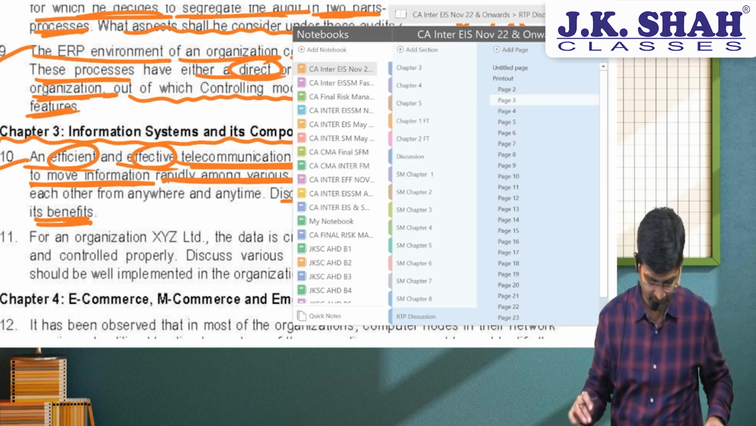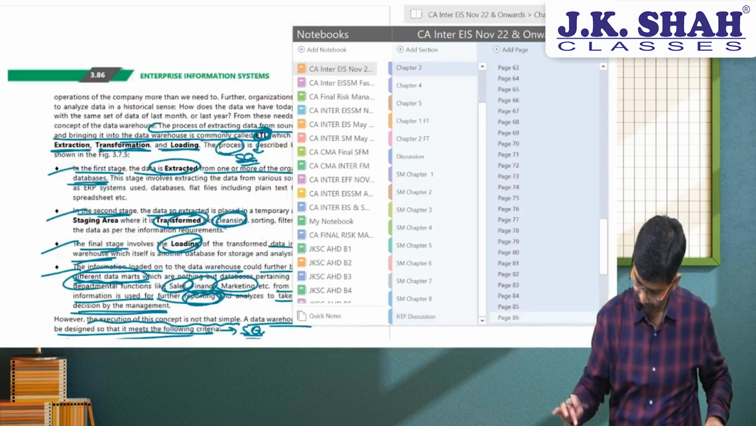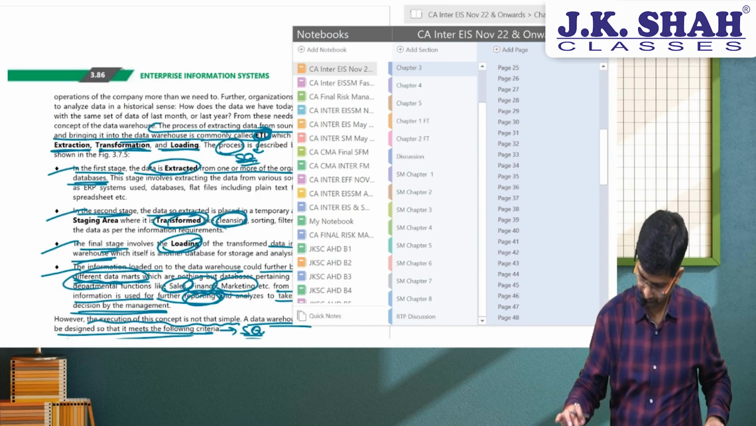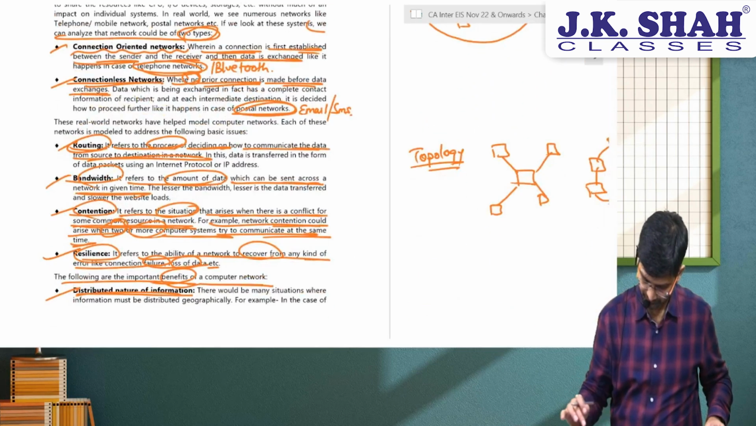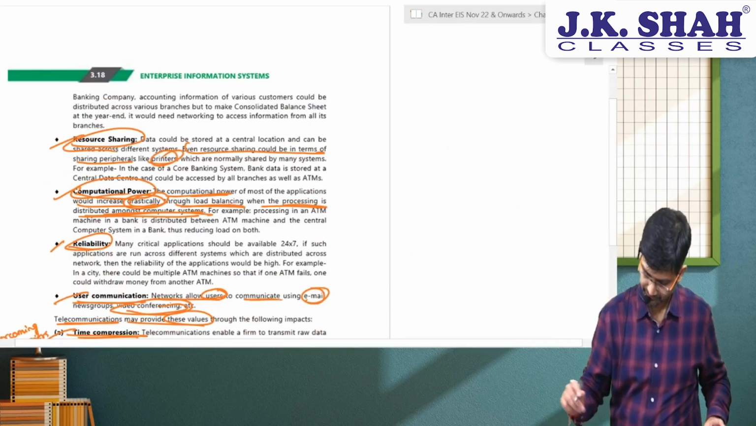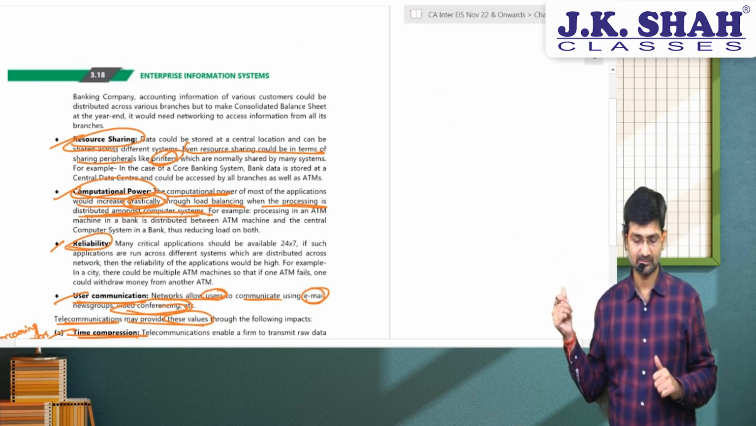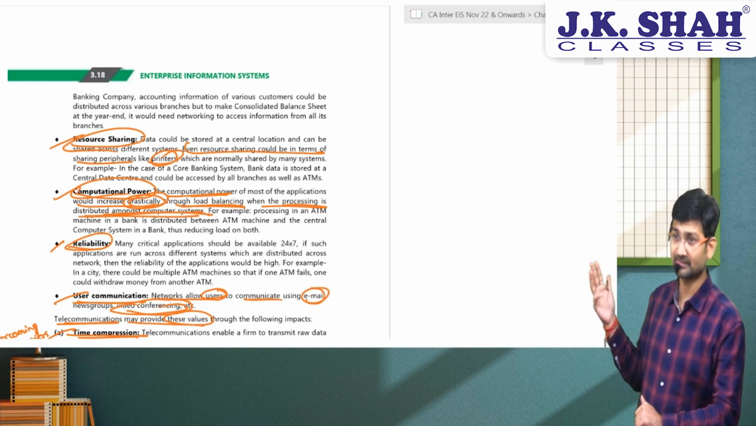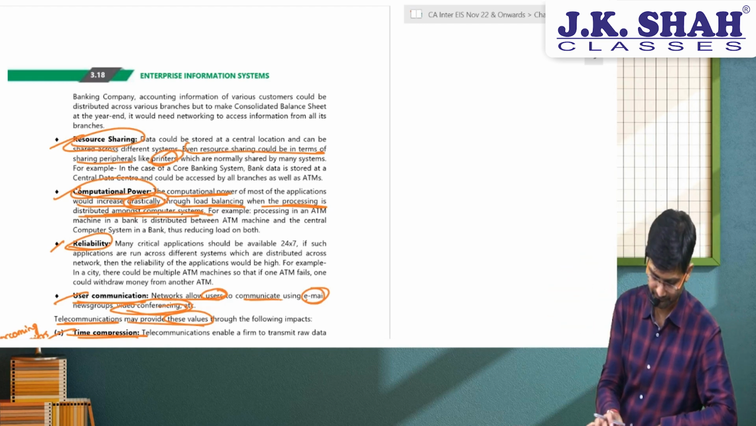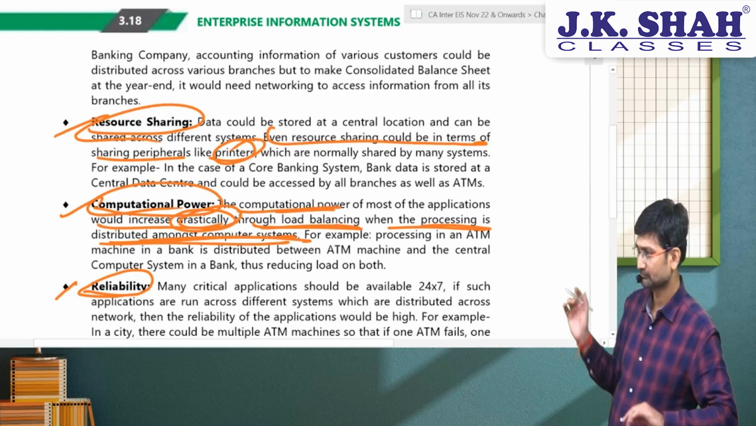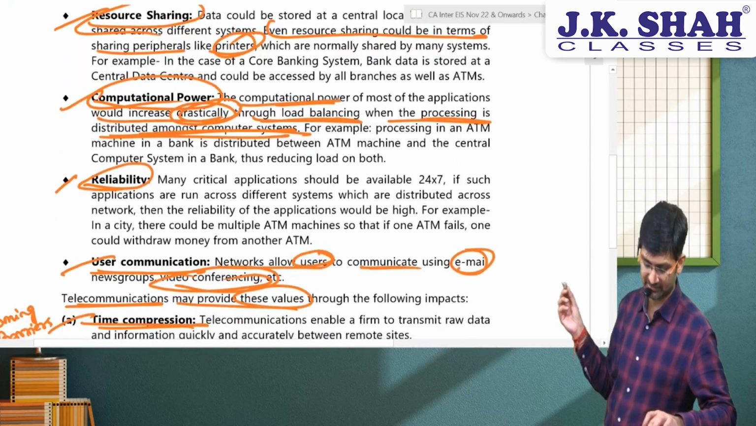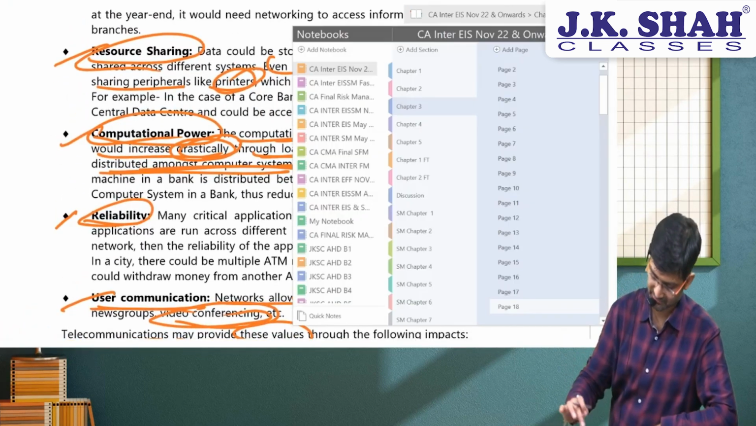This is going to be covered in chapter 3, page 3.17 to be precise. The two types of networks and the 5 benefits. So you will have greater data sharing, resource sharing, computational power increases, reliability increases and communication capabilities increase.